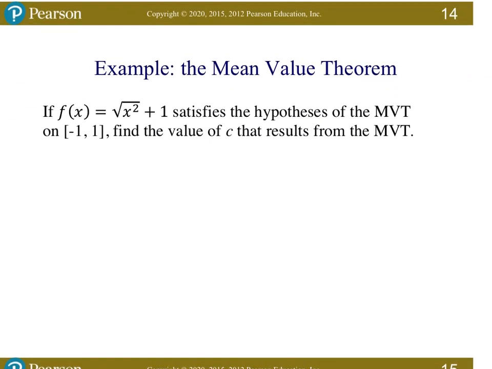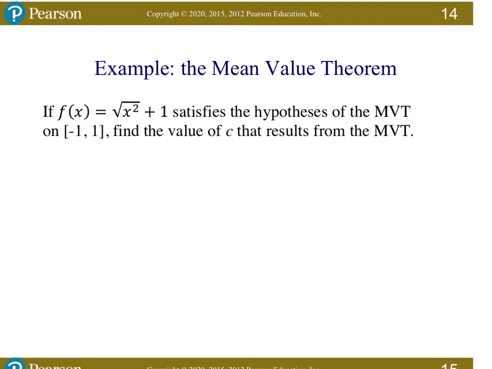If f of x equals the square root of x squared satisfies the hypothesis of the mean value theorem, then find the value of c that results from the mean value theorem. All right, you might want to grab your calculator out right now and take a look at this graph. If you pause the recording a minute and take a look at the graph, you might be surprised at what you see.